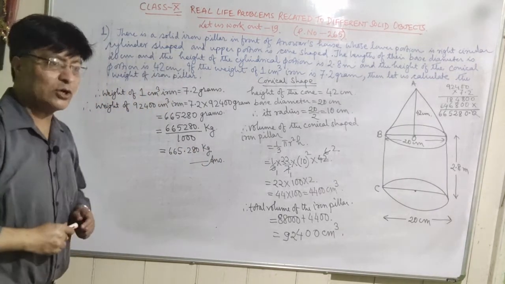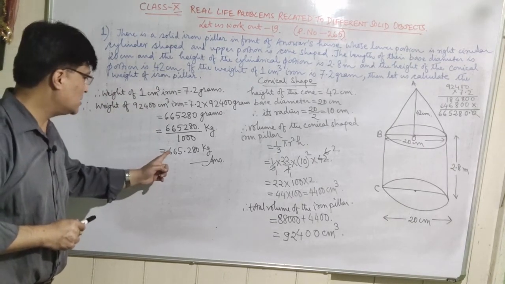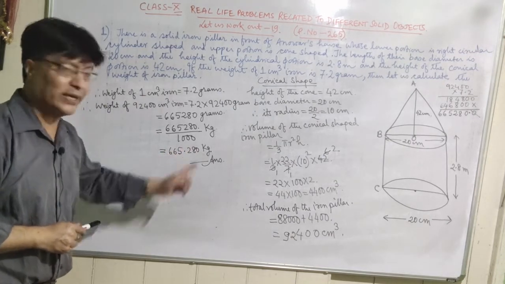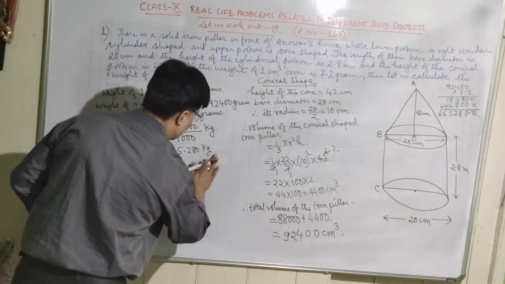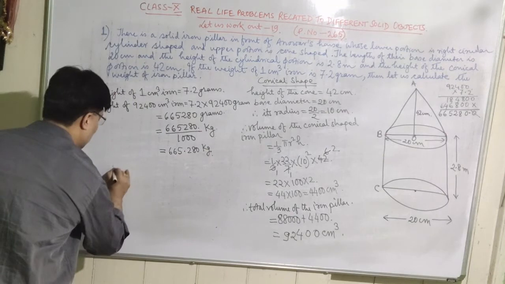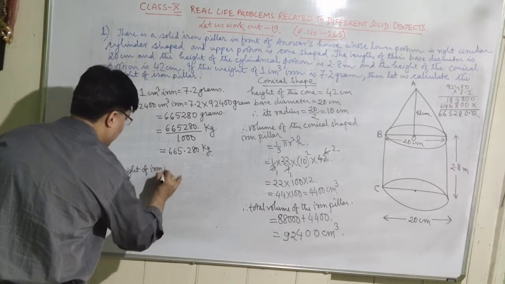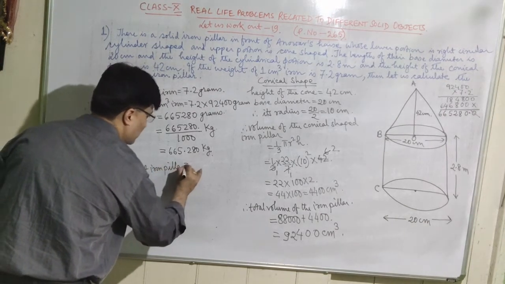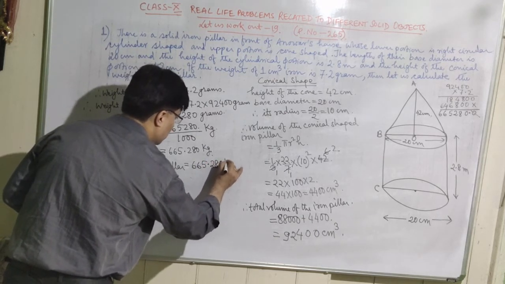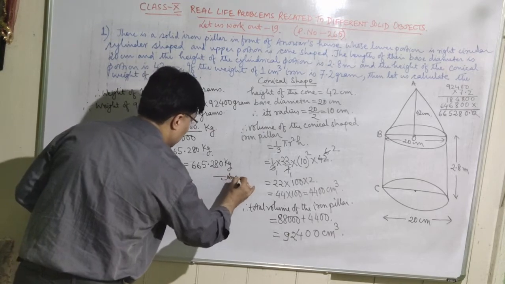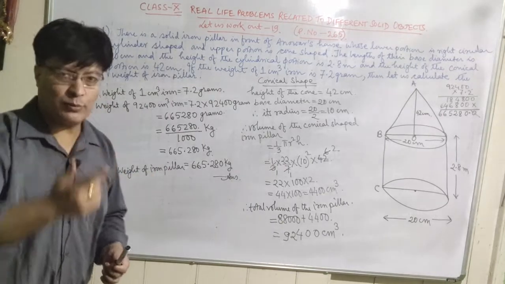So what is the weight of this iron pillar? The weight of the iron pillar is 665.28 kilogram. So that is the final answer. Or you can write it here. Therefore, weight of the iron pillar is equal to 665.280 kilogram. So this is the final answer. I think you have understood it. So you can copy it. Now we will do the next question.